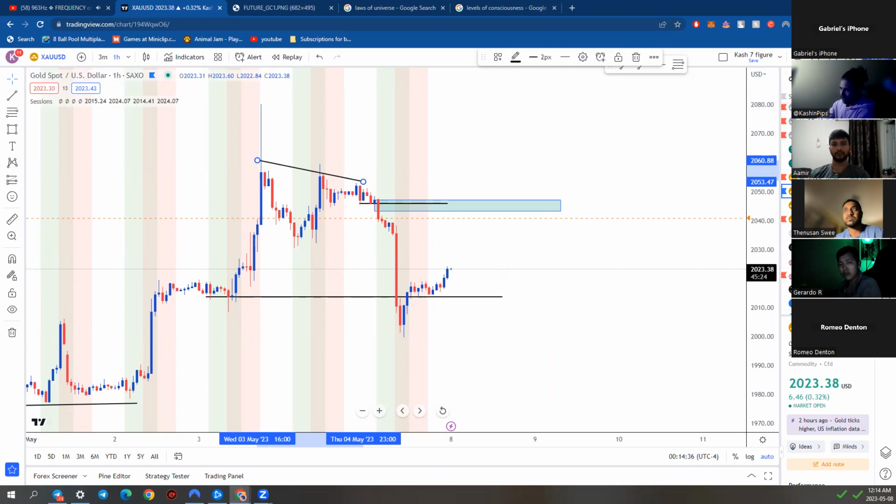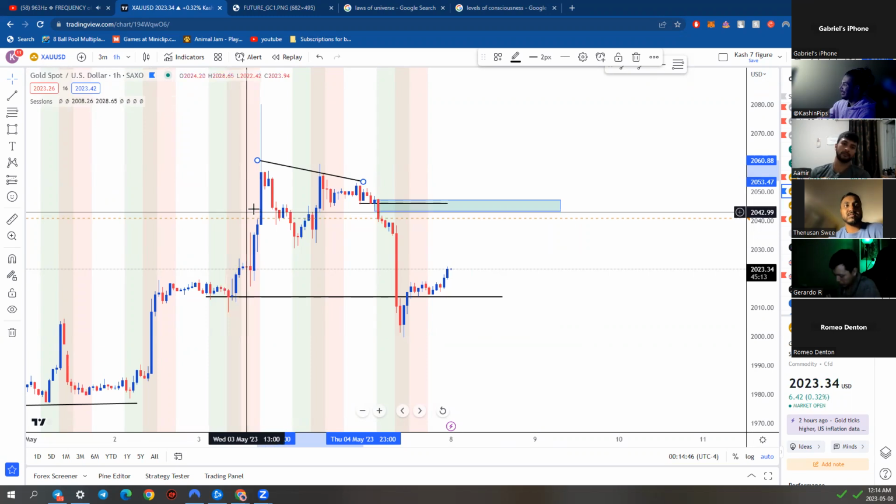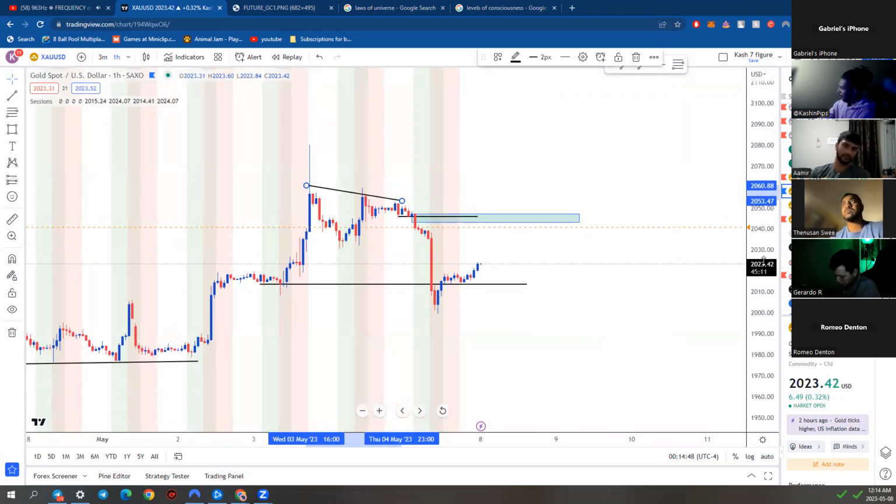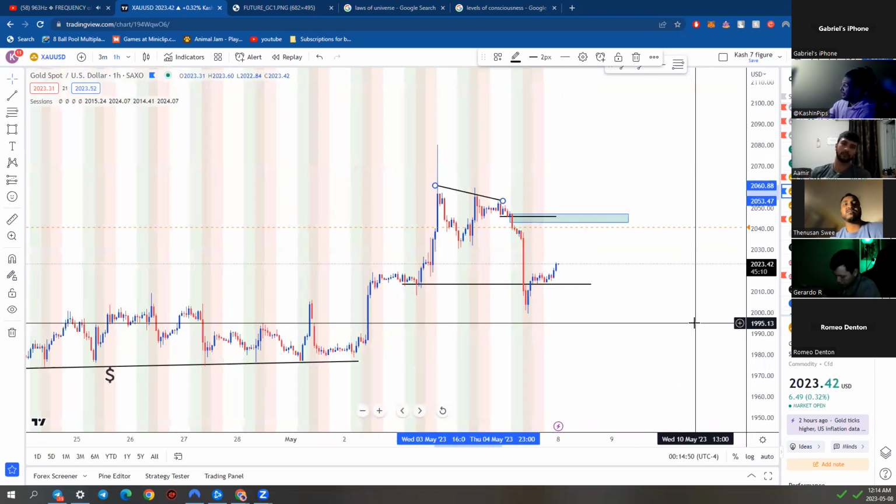I just have to check to see if we had any news. We don't have any news until Wednesday. So we have CPI. This is why I think we could really get the start of this selling off now, because we don't have news till Wednesday.